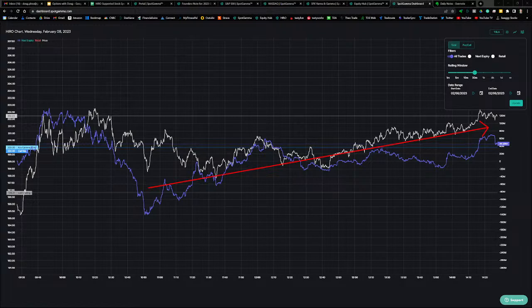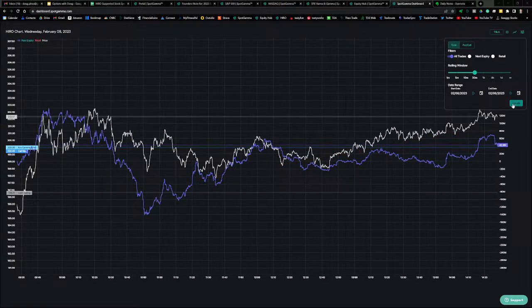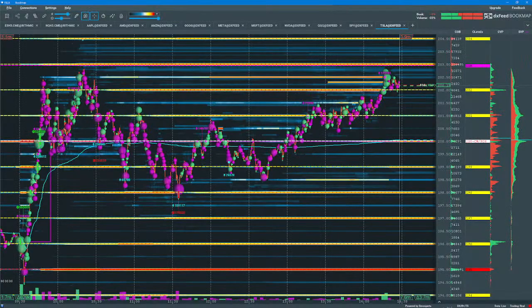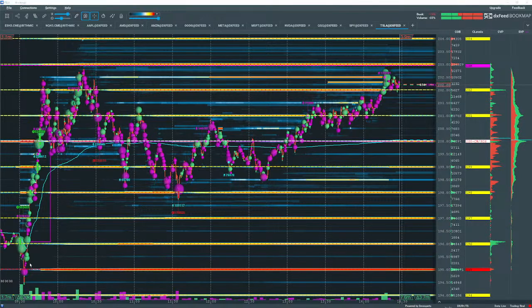So let's see what Tesla may do. Let's go back to Bookmap. So here's that morning run up, move down, consolidation, and then Tesla has broken above the 200 call wall key gamma strike level and appears to be moving higher.